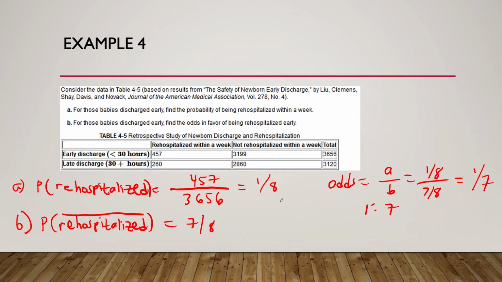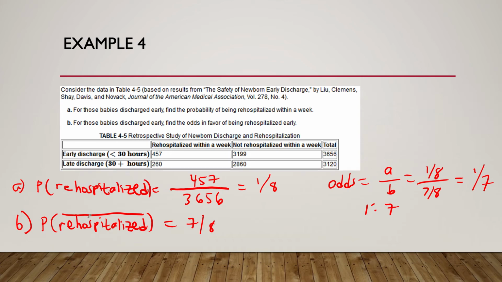As another example here, if we consider this table down here, based on results from the safety of newborn early discharge by Liu, Clemens, Shea, Davis, and Novak, from the Journal of the American Medical Association, volume 278, number 4. We want, for the babies discharged early, to find the probability of being rehospitalized within a week. So the probability of rehospitalization is 457 divided by 3,656. That makes 1/8.